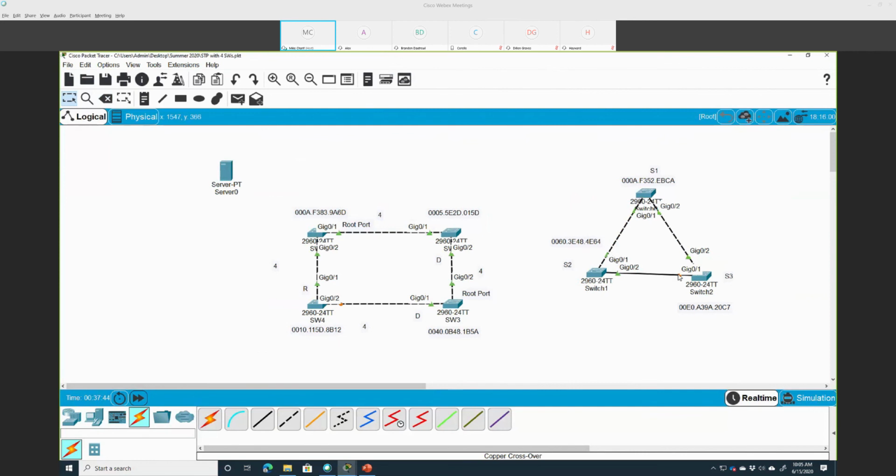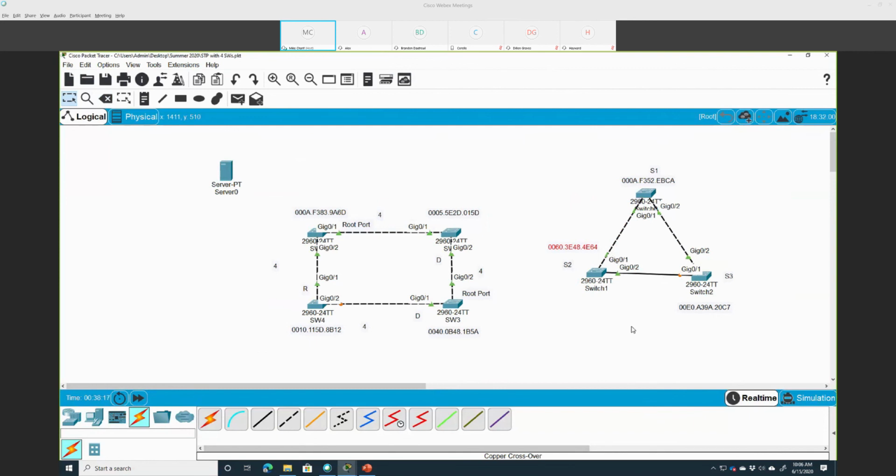Now, why is this blocked? Because this is 00E0, this is 006. Okay, so this one has the lesser MAC address. Therefore we'll block it right here. Now this is a root port, designated, root port, designated, designated, blocked. You follow?